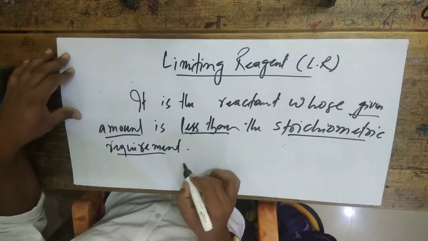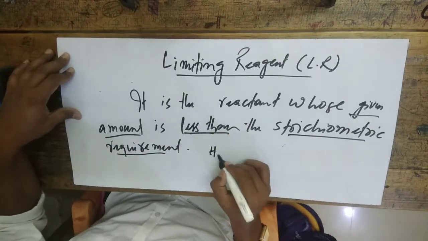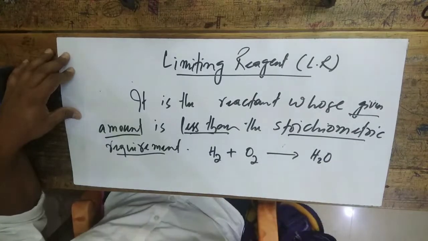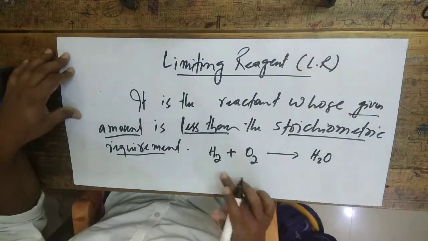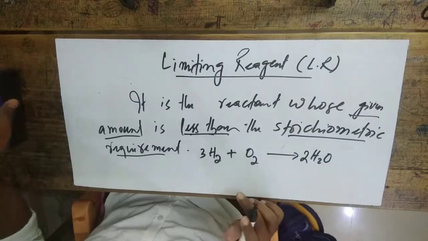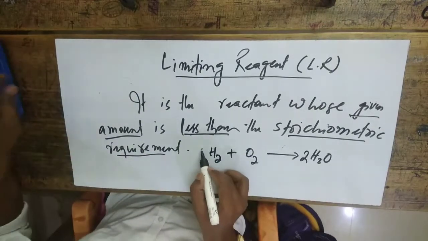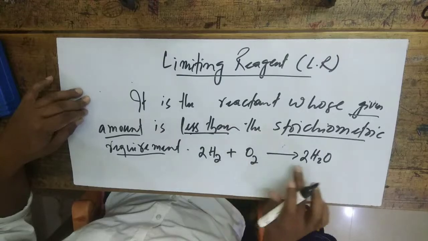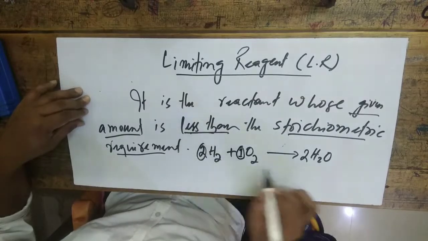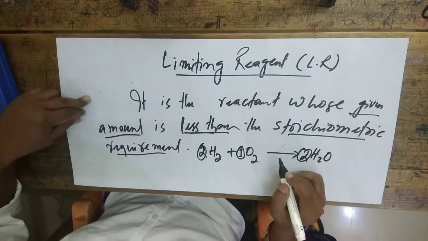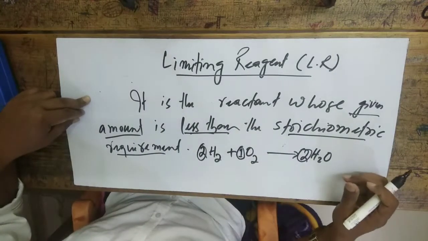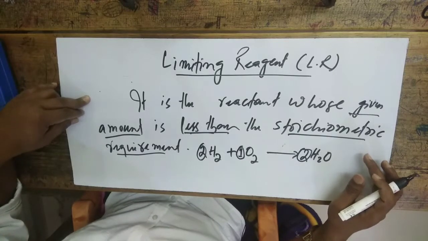For example, if I write this reaction, hydrogen plus oxygen to form water. Now what is the stoichiometry of this reaction? If this is balanced, then we can write it like this, 2, 1, 2. These numbers represent the stoichiometric coefficients.